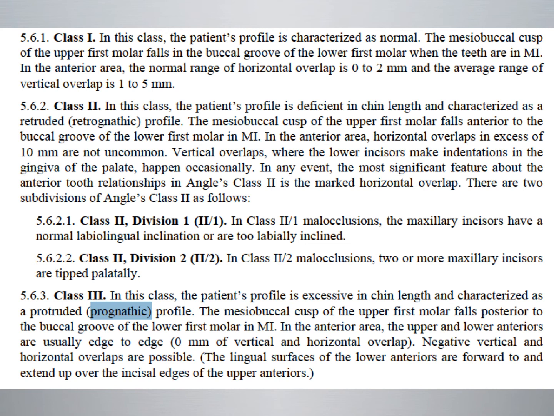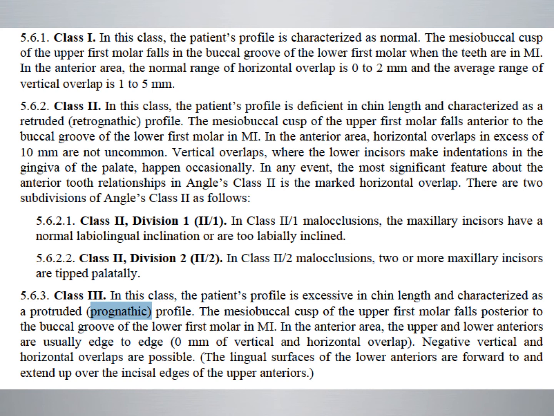Overjet is horizontal. When I was in the program, I was taught to think of a jet. How does a jet fly? Horizontally across, right? So overjet is across. And then the vertical overlap being 1 to 5 millimeters is your overbite, meaning how much of your maxillary teeth cover your mandibular anterior teeth. So you have your overjet, which is the horizontal measurement, and your overbite, which is the vertical measurement, okay?